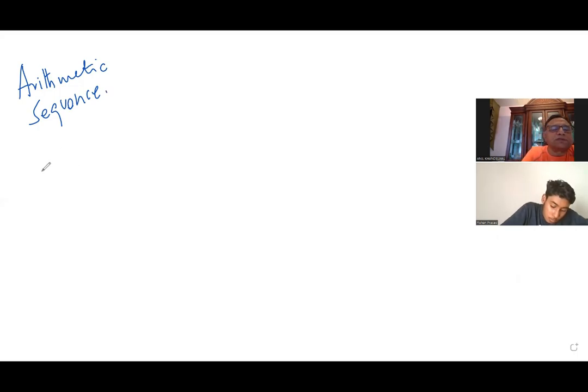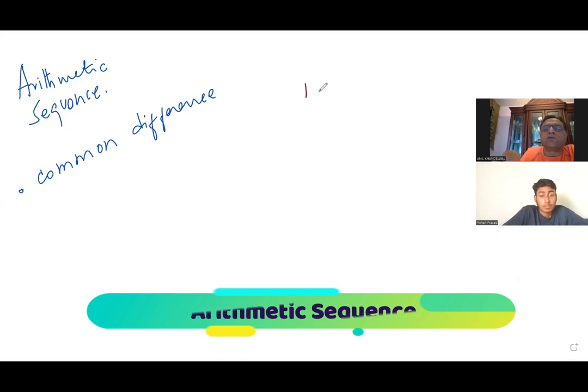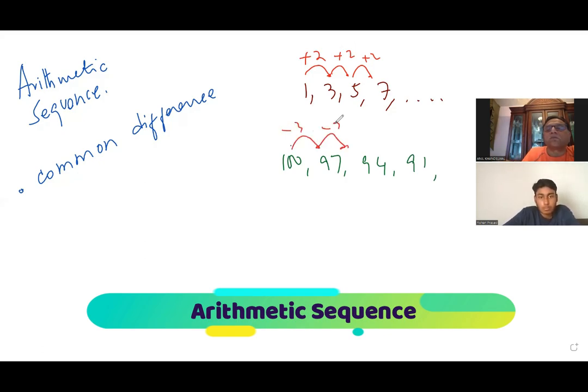Now let's look into what is an arithmetic sequence. Sequences which have a common difference are arithmetic sequences. Let me give an example. Let's say we have 1, 3, 5, 7. You see, each number is increasing by 2, right? Yes, sir. So that is an arithmetic sequence. We could have a sequence decreasing by a fixed amount, let's say in this case 3. So as you can see, each number decreases by 3. Both are examples of arithmetic sequences.